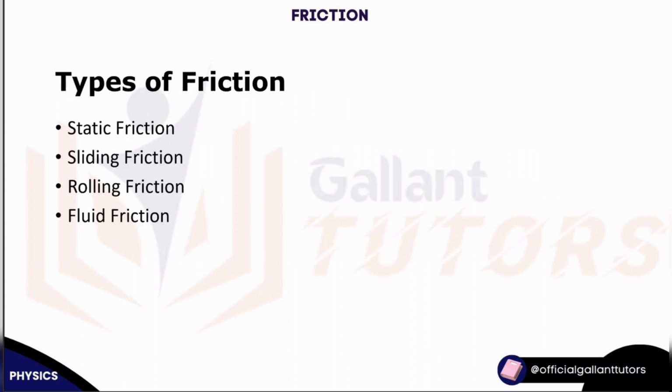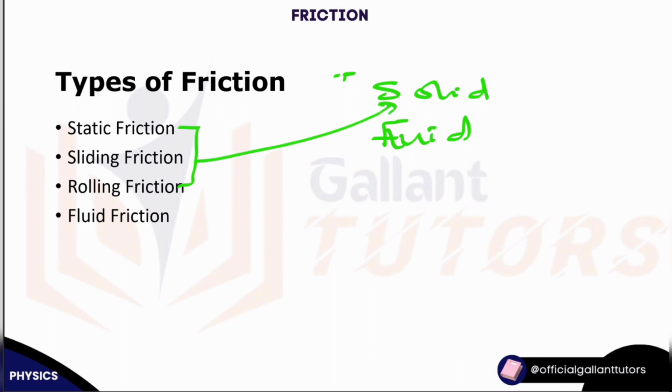Alright, so what are the types of friction we have? Basically, there are just 4 types of friction. In a broad category, I like dividing it into 2, which is solid friction and fluid friction. The first 3 I mentioned here, I categorized as solid friction, while the last one is fluid friction, in its own category. So first, what's static friction, what's sliding friction, what's rolling friction, what's fluid friction? What do you understand by these terms? Kindly comment in the comment section.